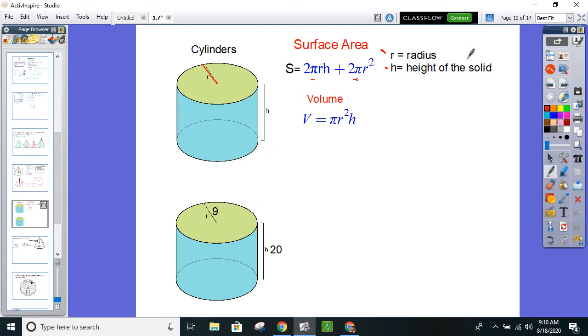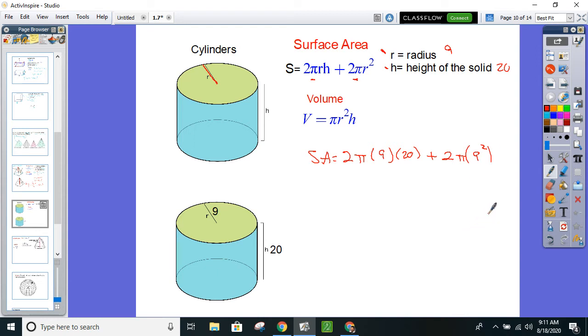All right, so for this particular problem, we have a radius of 9 and a height of 20. Radius of 9, height of 20. So surface area is equal to 2 pi. What's our radius? 9. Yes. What's our height? 20. Plus 2 pi radius, 9 squared.